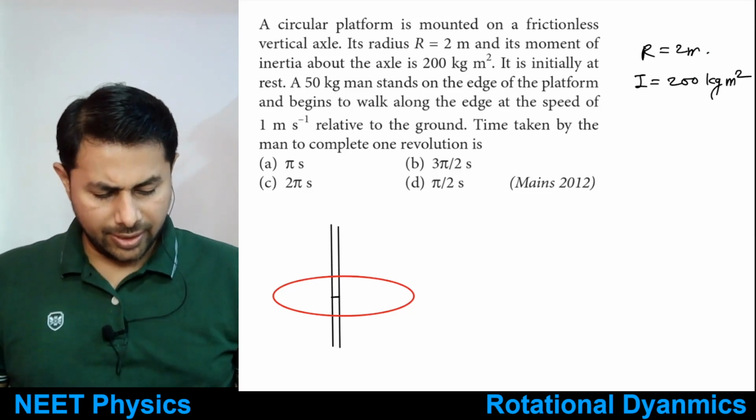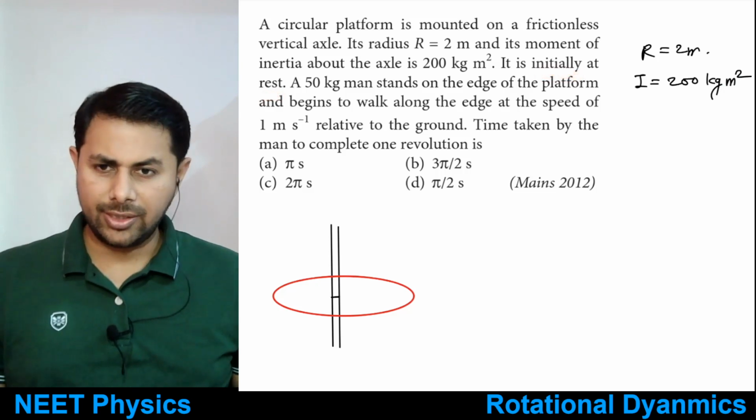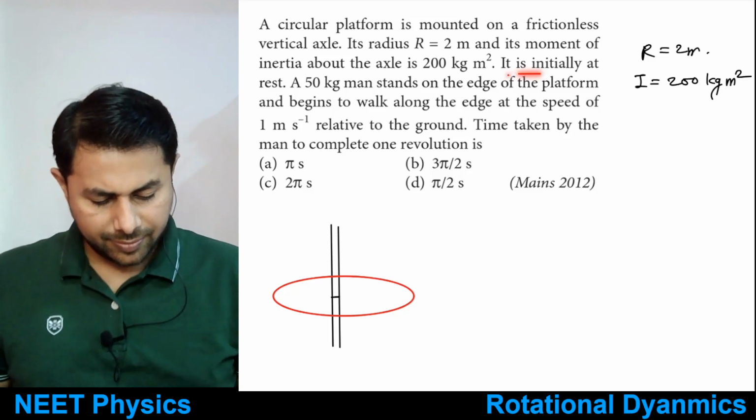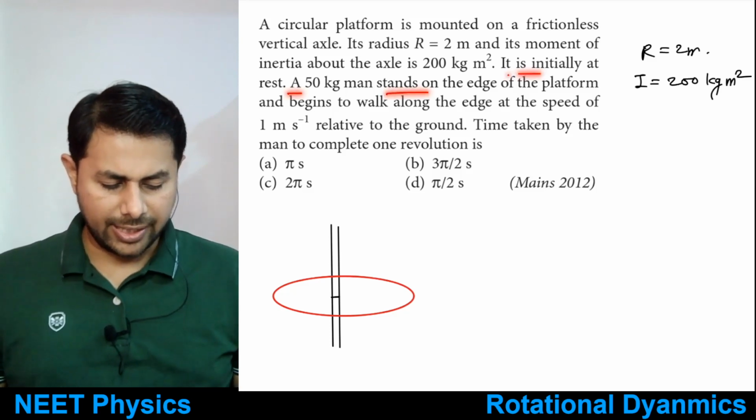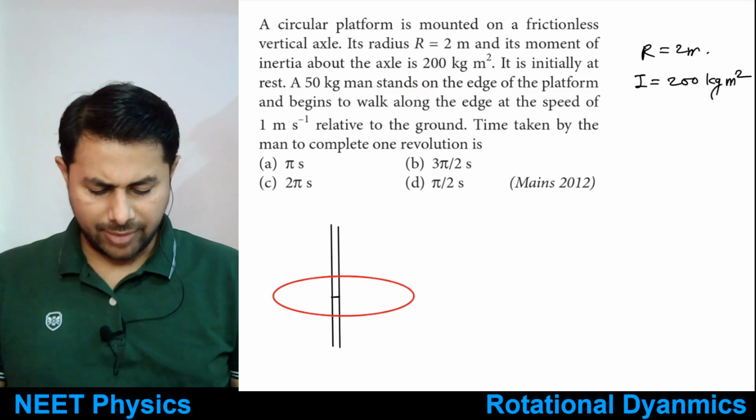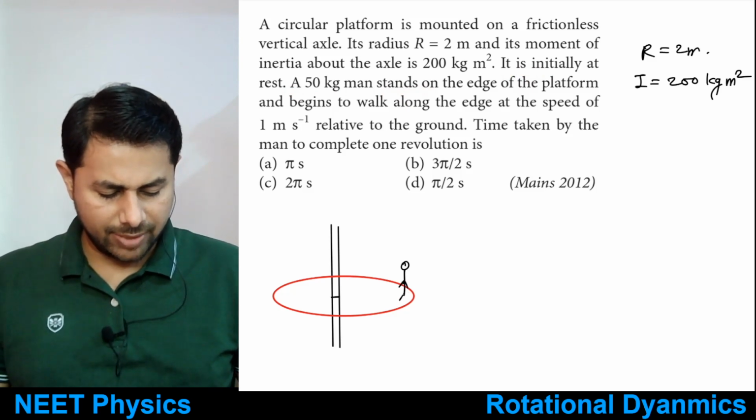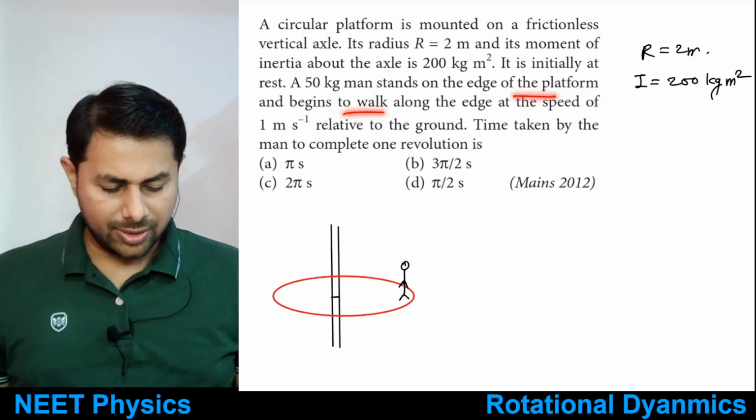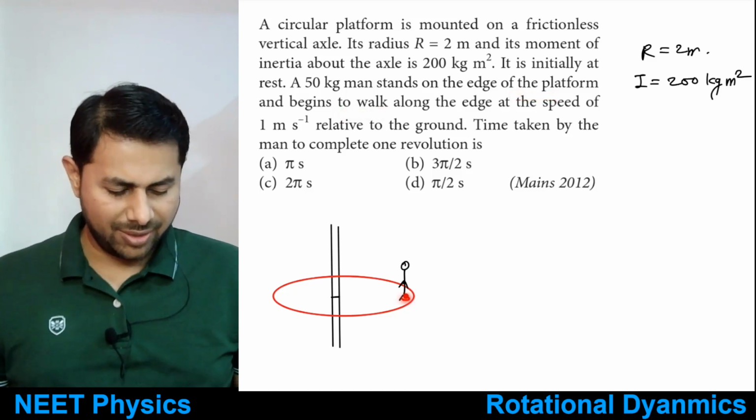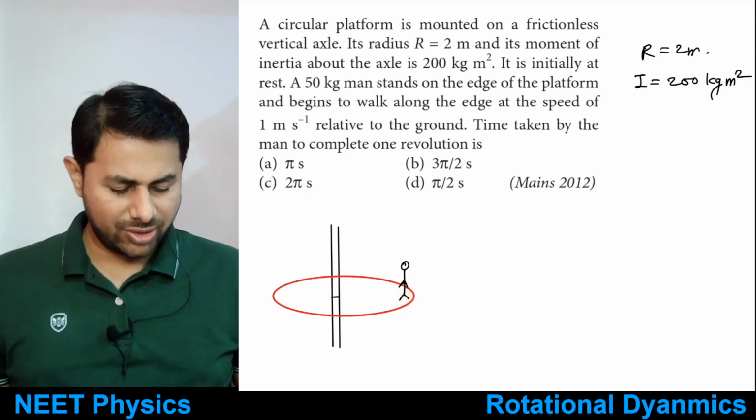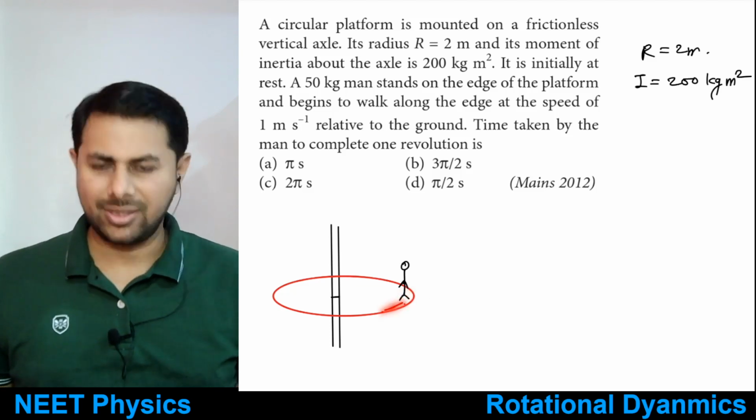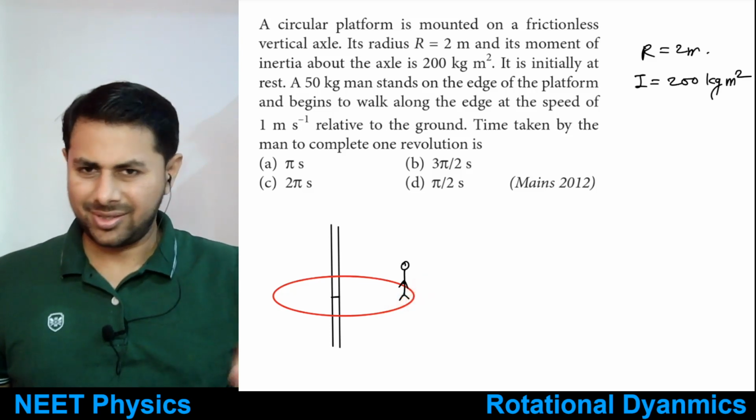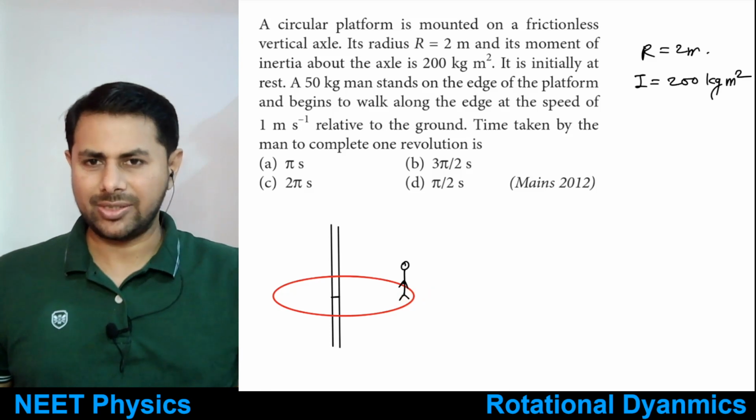Okay, then it is initially at rest. The platform is initially at rest. This is also given, right? So then a 50 kg man stands on the edge of the platform. So there is a man who stands on the edge of this platform, okay, and he begins to walk along the edge. So suppose he walks in forward direction, then what will happen? So he pushes the platform back, right? He pushes the platform in backwards direction.